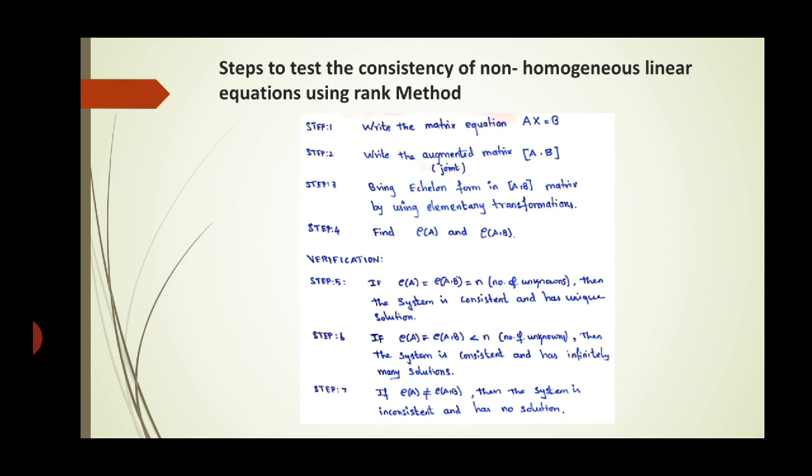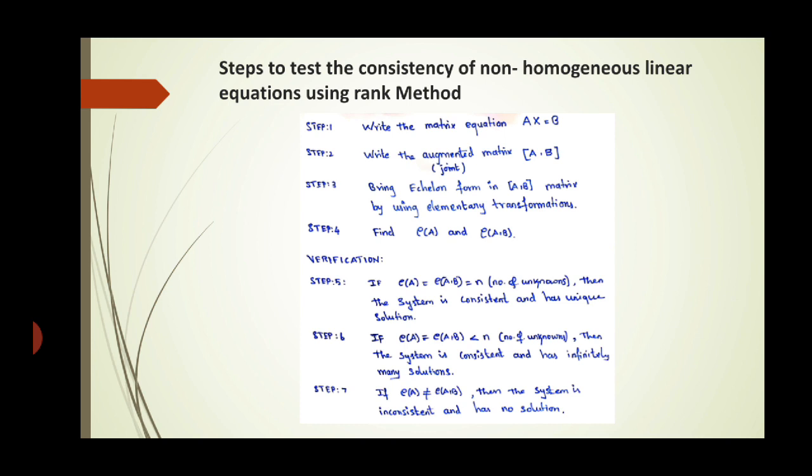And after doing that, step number 4, we have to find the rank of A. So in the last equivalent matrix, we have to find the rank of A separately and rank of A comma B separately. So the first 4 steps are over. Now the verification process.